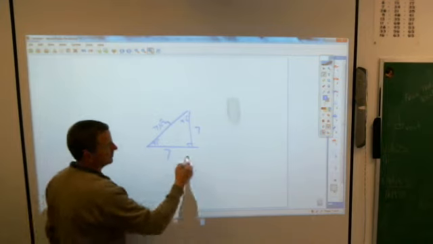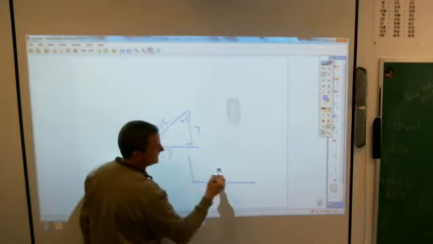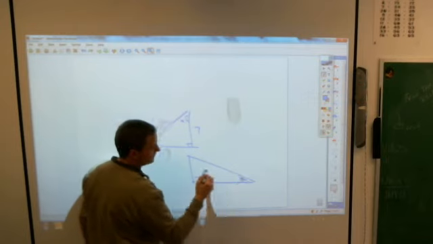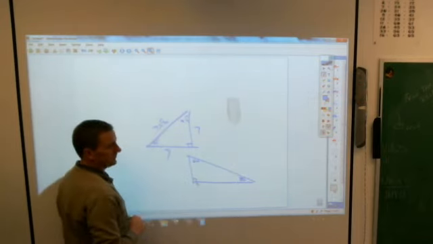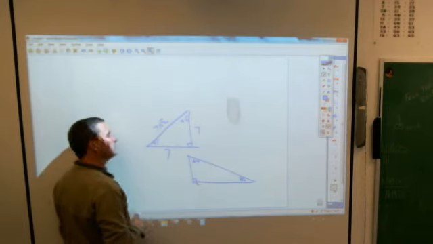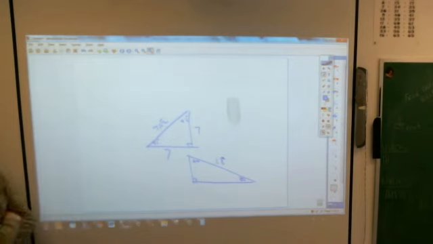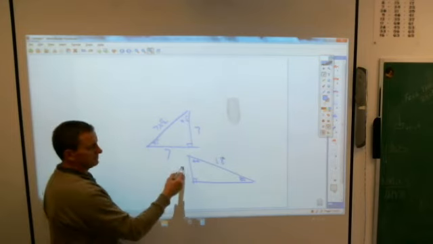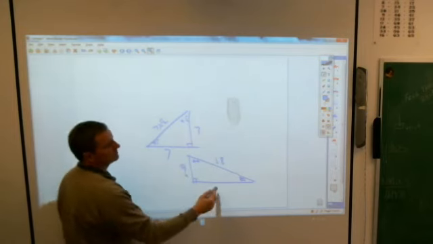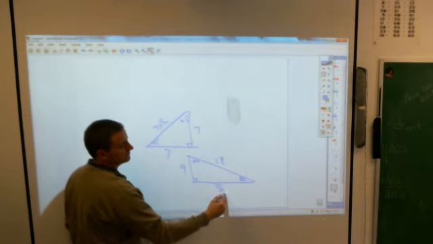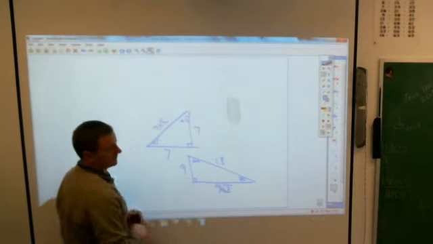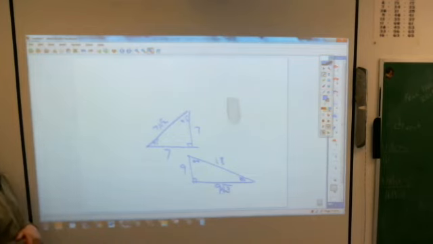Now, going back to this one, what if it is a 30, 60, 90 triangle? 30, 60, 90. And this side here is, I don't know, 18. What are the other two sides? I think I have that right, don't I? Yes, I do. Abram? 9 for the short side, and then 9 times the square root of 3. Yes, that is it. Okay, got that?